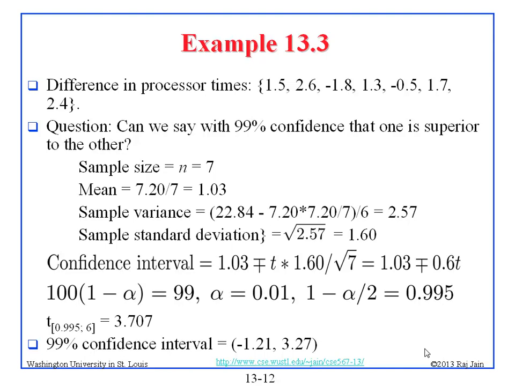And if you do that, you get the 99% confidence interval is minus 1.21 to 3.27. Okay. Now, given this data, what will you say about the difference in the two processors? There is no difference, because there could be 0. The difference could be 0, because this interval includes 0.